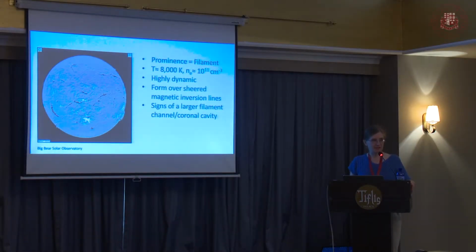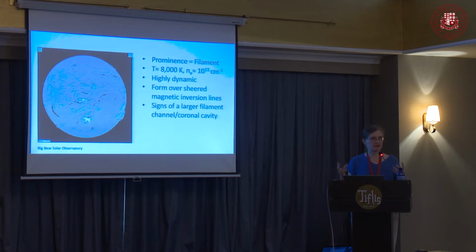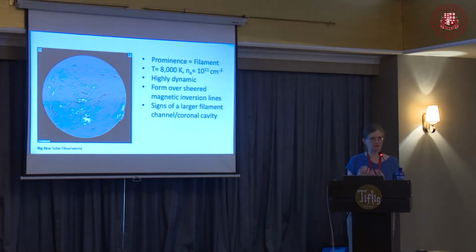They're highly dynamic structures showing flows and oscillations pretty much all the time. They're formed, as I said, over shear magnetic inversion lines in the solar magnetic field. And they're also signs of much larger structures, referred to sometimes as a filament channel or the coronal cavity. And these are actually the more basic structures, I think, in the sun as far as the magnetic field is concerned. And filaments are basically where we see these. And I will talk about that more as we go along.